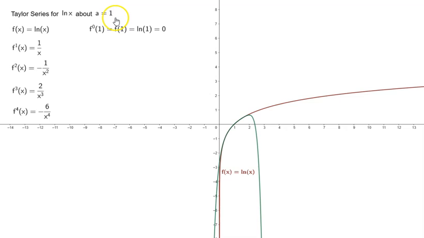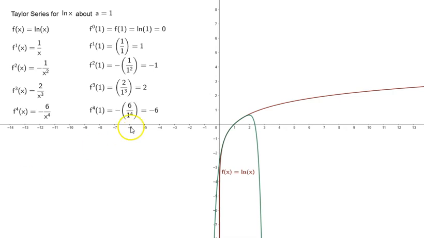Since we are interested in a equal to 1, what is the 0th derivative of f at 1? See, 0th derivative means the function itself. So f of 1 is natural log of 1, which is equal to 0. Now, first derivative at 1 is equal to 1 by 1, which is equal to 1. Second derivative at 1 is minus 1 by 1 squared, which is minus 1. Similarly, third derivative at 1 is 2. Fourth derivative at 1 is minus 6.